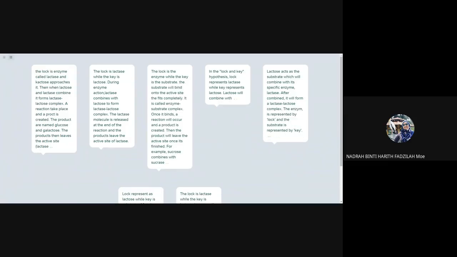Okey. Cantik dah jawapan tu sebenarnya. Tapi tak spesifik berdasarkan rajah. Kena spesifik. So instead of kata the substrate will bind onto the active site to fit completely, terus bagi tahu the lactose will bind onto the active site that fits completely. It is called, bukan enzyme substrate complex, kita sebut sebagai lactase complex. Kenapa? Sebab kita dah ada rajah untuk guide kita yang dia nak nama spesifik. So point satu dah ada, point dua dah ada, point tiga dah ada.